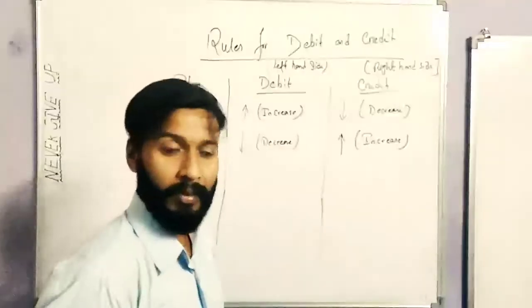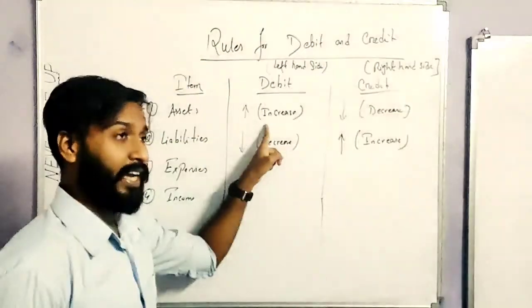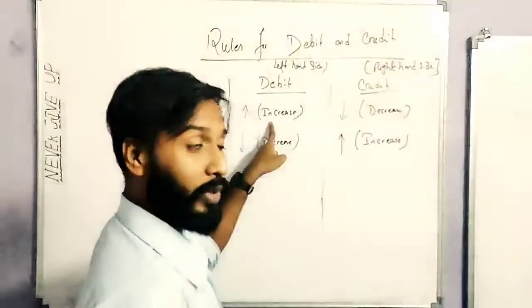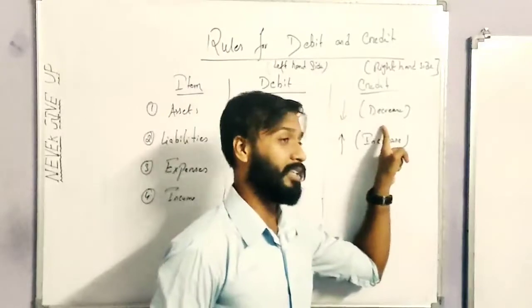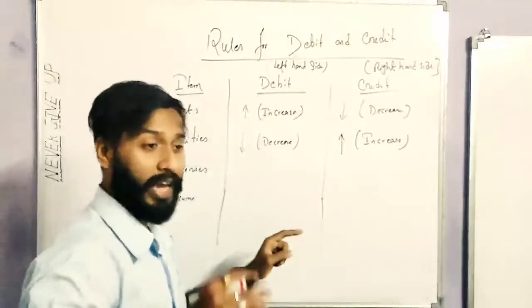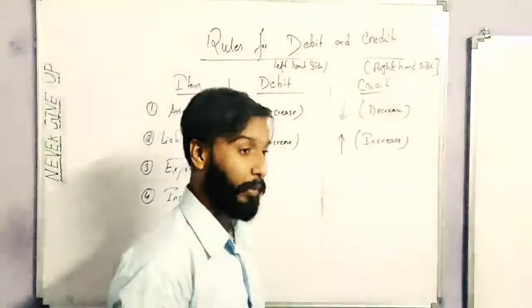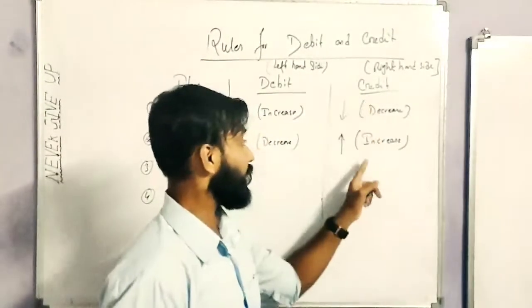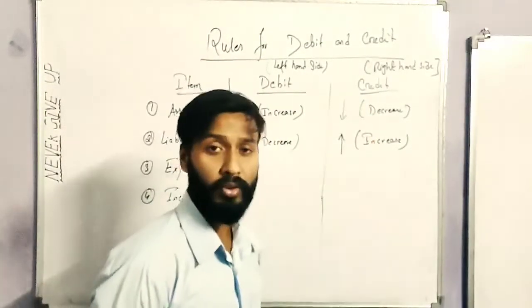Alright. Asset: if you record any item on the debit side, the amount will increase. If you record any item on the credit side, the amount will decrease. Come to the liability. If you record any item on the debit side, the amount will decrease. If you record any amount on the credit side, the amount will increase.